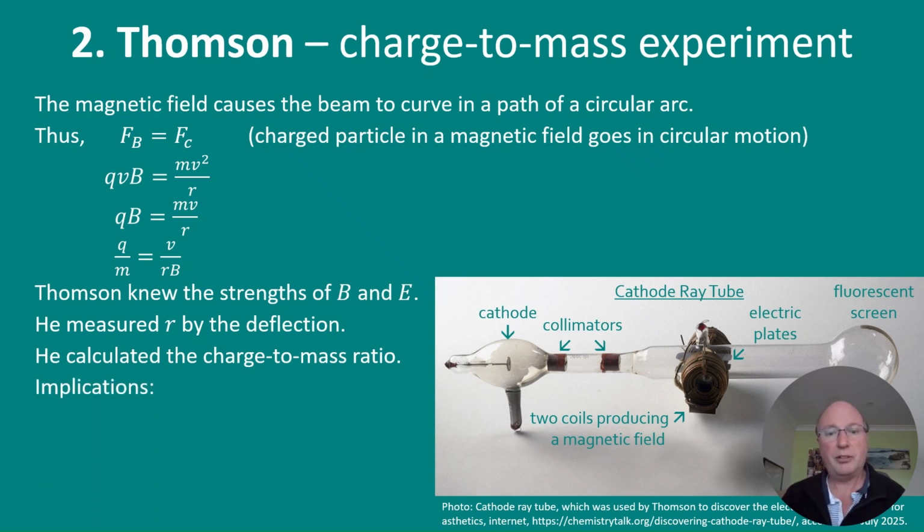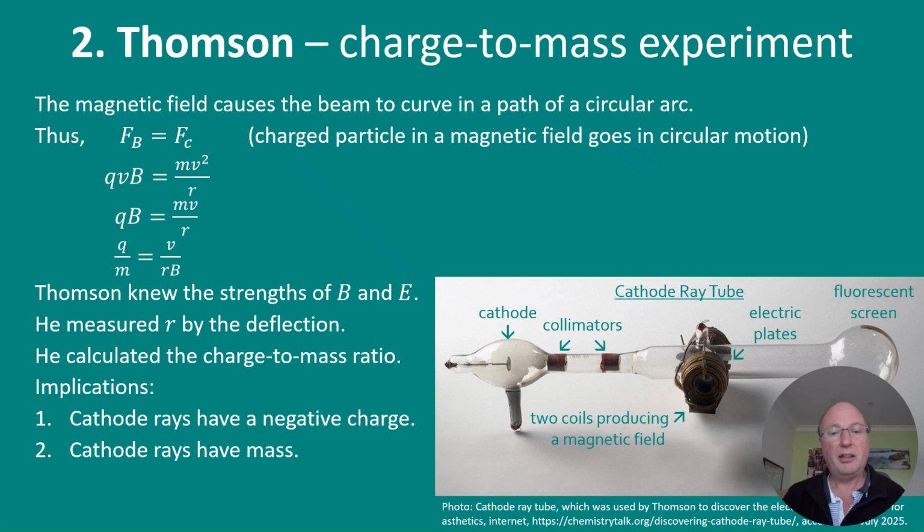What are the implications? Well, the first implication is that cathode rays have a negative charge. Secondly, cathode rays have mass. And thirdly, that cathode rays must be particles.